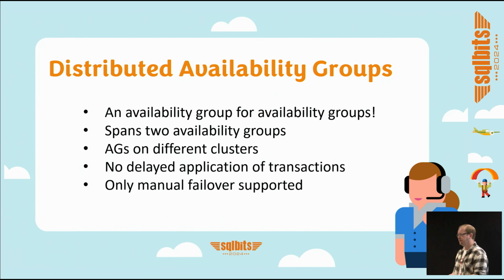But I will admit, when I first got introduced to these and someone explained them to me, it was really much a, what are you talking about? They are an availability group for availability groups. What this means is you set up two different AGs, and you can span your distributed availability group over the top of them, which means that your two AGs can be on two separate clusters in each of your data centers. So it makes it a lot easier to manage.